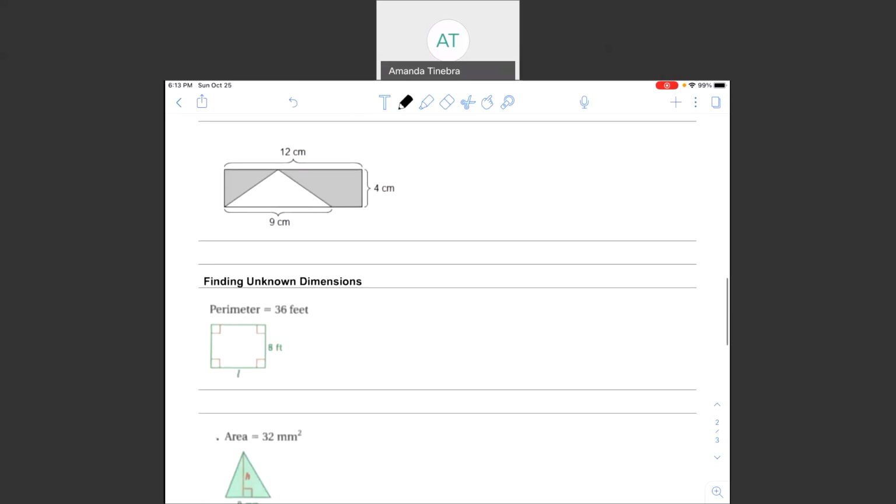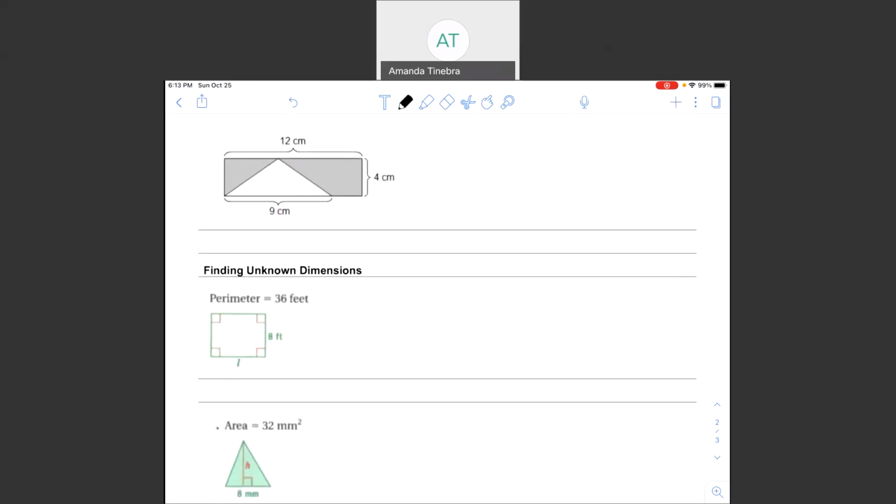This third one is a really interesting one. So once again, please see if you can solve this problem on your own. When you finish, come back and check your work.